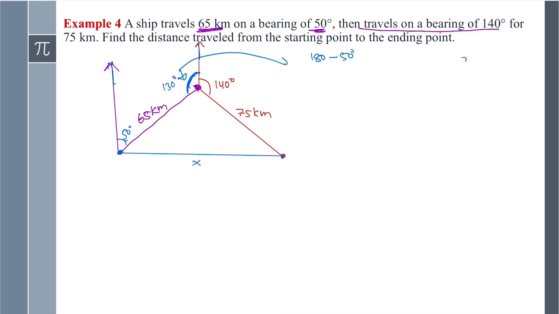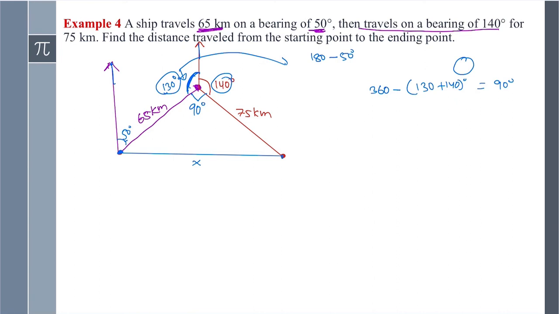Now we know that the total angle in a circle is 360 degrees. This is 140, this is 130. So we can find this inside angle. We can do 360 minus (130 plus 140). And if you put this into the calculator, we get 90 degrees. That means this angle right here is 90 degrees.